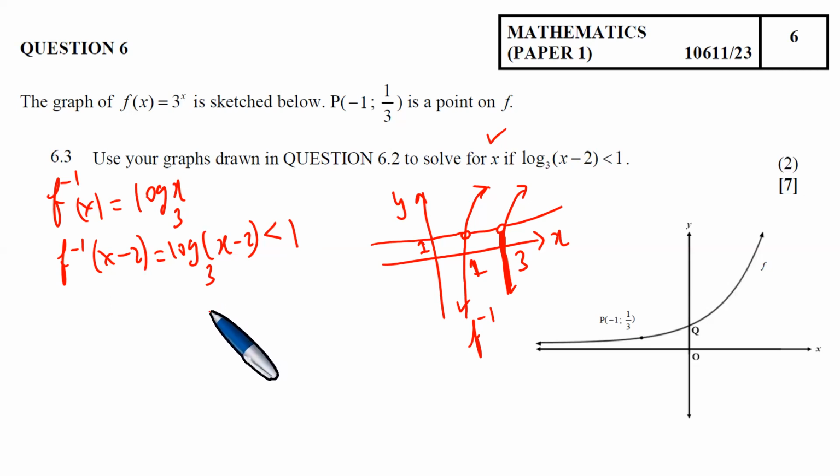We shall say x minus 3 is less than 3 to the power 1, which means x is less than 3 to the power 1, which is actually 3. And then you add 2, which means you have a 5.